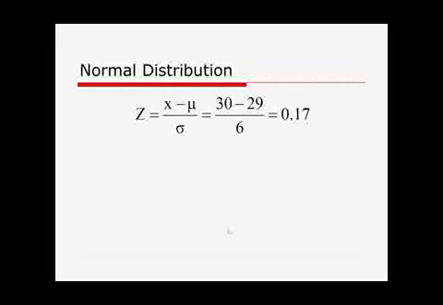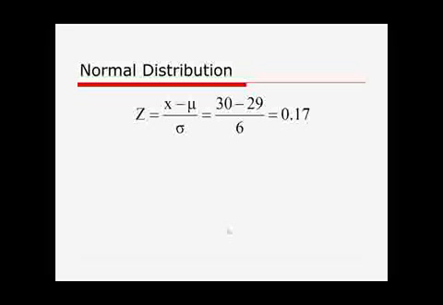So what we do is we standardize. We take our value of 30, the BMI of 30, and we standardize it, in other words, convert it onto the Z-scale. So we subtract the mean of 29 and divide by the standard deviation of 6, and it comes out to be 0.17. What that means is a BMI of 30 on that distribution is 0.17 standard deviations above the mean.